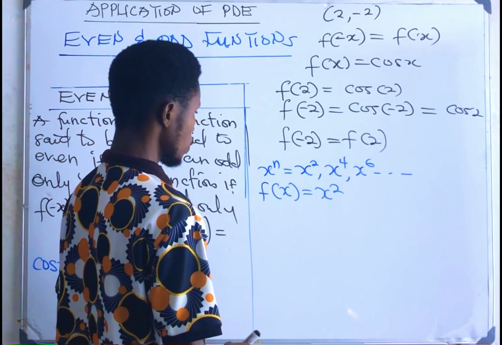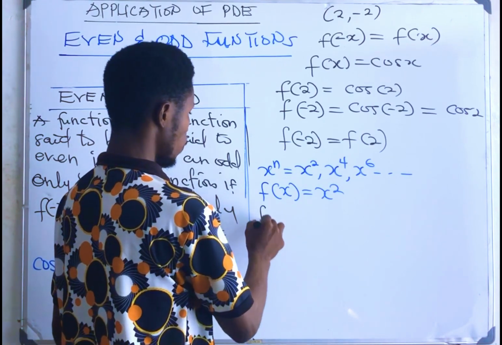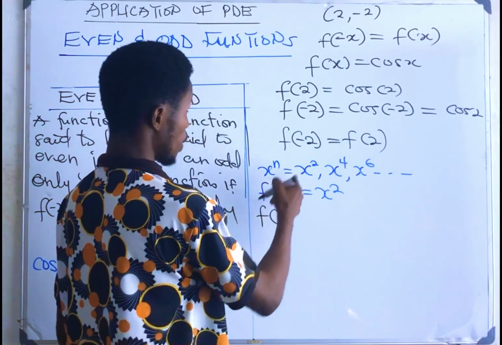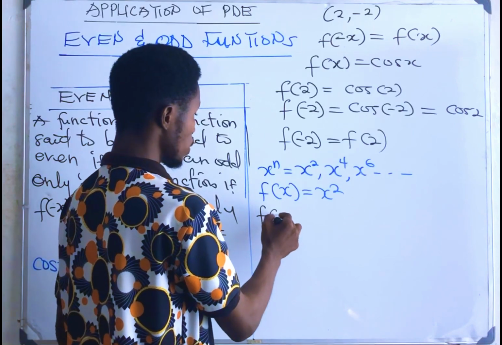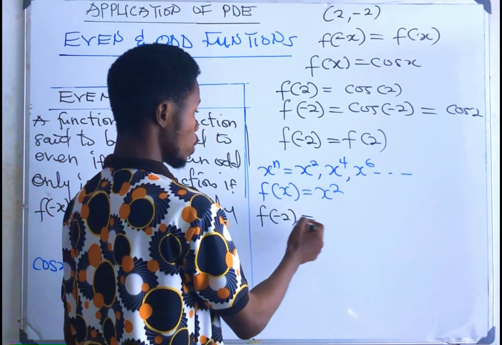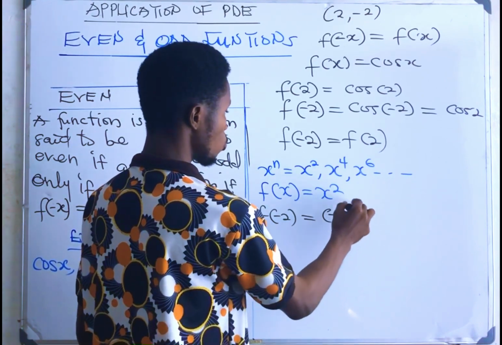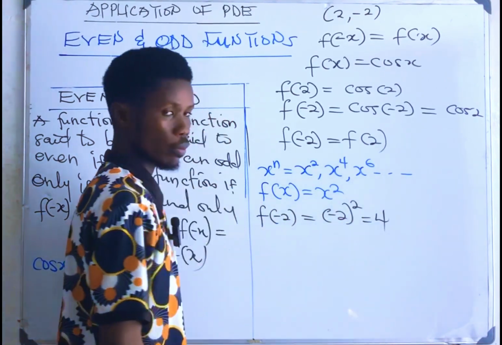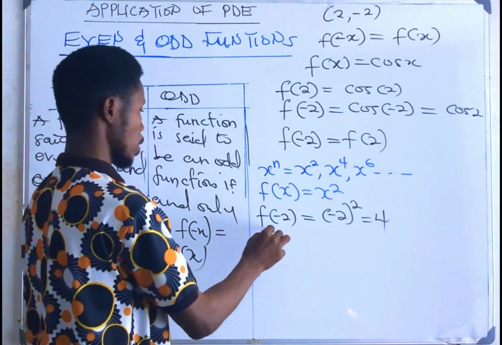Now, if I take f, I'm using this as my case study, so x to be negative 2 here. It means that wherever I see x, I'm going to put negative 2 there. So I'm going to have negative 2 squared, which is 4. Do you agree? Yes, sir.